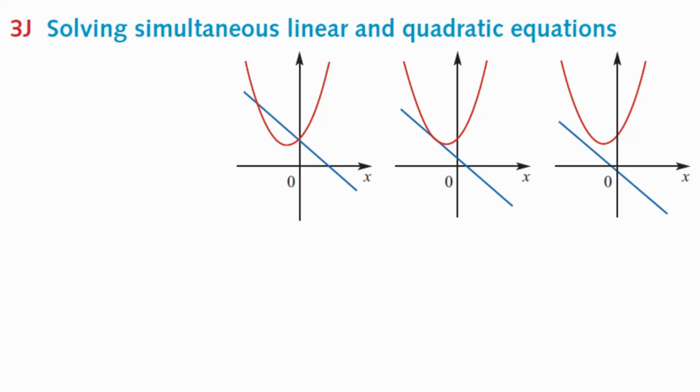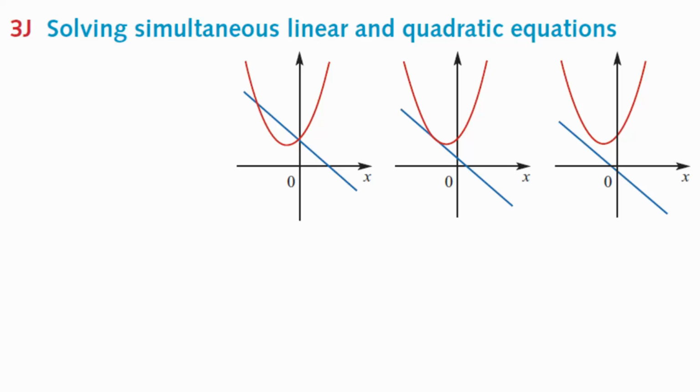Some of the questions you'll get don't have numbers, and you have to figure out how to get two intersections, or one intersection, or no intersections. That's very similar to what you've been doing in exercise 3I. So unless you have done 3I, you'll find that 3J will be a bit more difficult, just because there's more algebra.